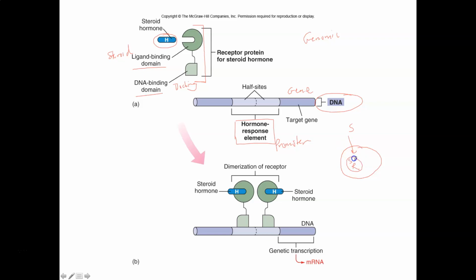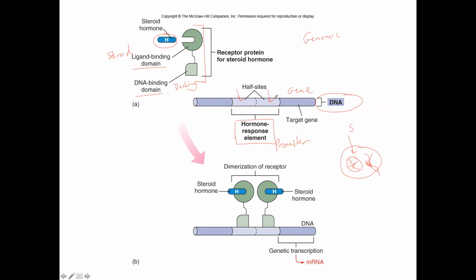And so now that structure, that steroid hormone with the receptor, is going to bind to the DNA as a transcriptional factor. And so we're going to interact with the DNA as a transcriptional factor. And the way it's able to do that is by binding to this hormone response element or promoter region. The promoter region or hormone response element is going to have two half sites to it. So there's 1 and 2 half sites.